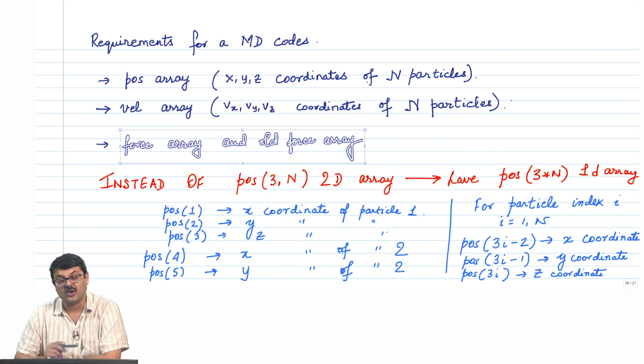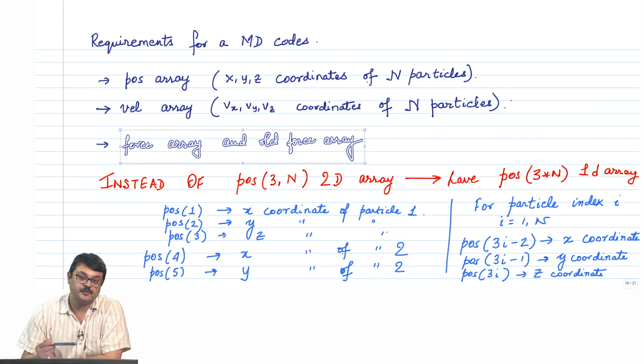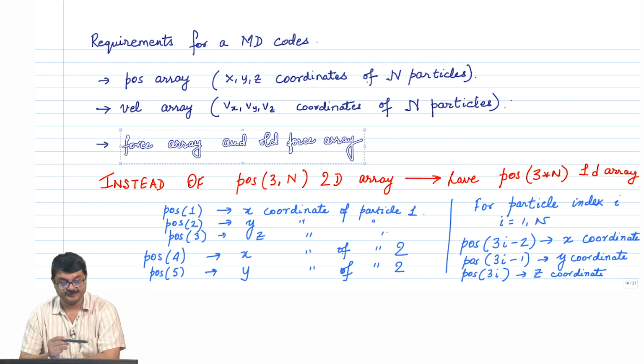because as you saw, when you update velocity, you not only need the expression or the values of the force at that instant of time, but also the values of the force at the previous instant of time. So, you need a force array and an old force array.